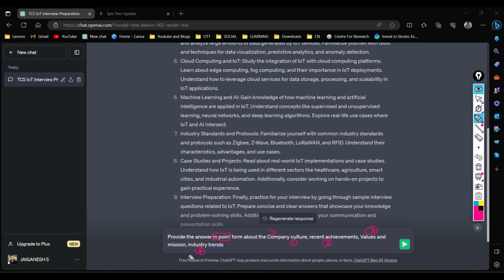So these are the four parameters on which you can collect data for preparing for any interview. Let's see what ChatGPT has for us.